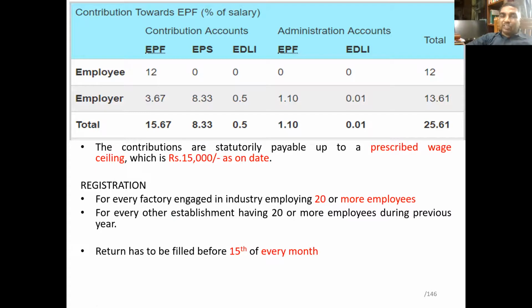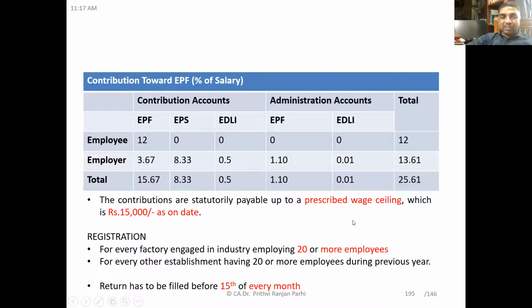These contributions are statutorily payable on the prescribed wage ceiling as on date, which is 15,000. If the employee's salary is within 15,000, this contribution has to be made. Registration is required if the factory, industry or office has 20 or more employees working, and the PF returns have to be filed by the 15th of every month. So these are the requirements.